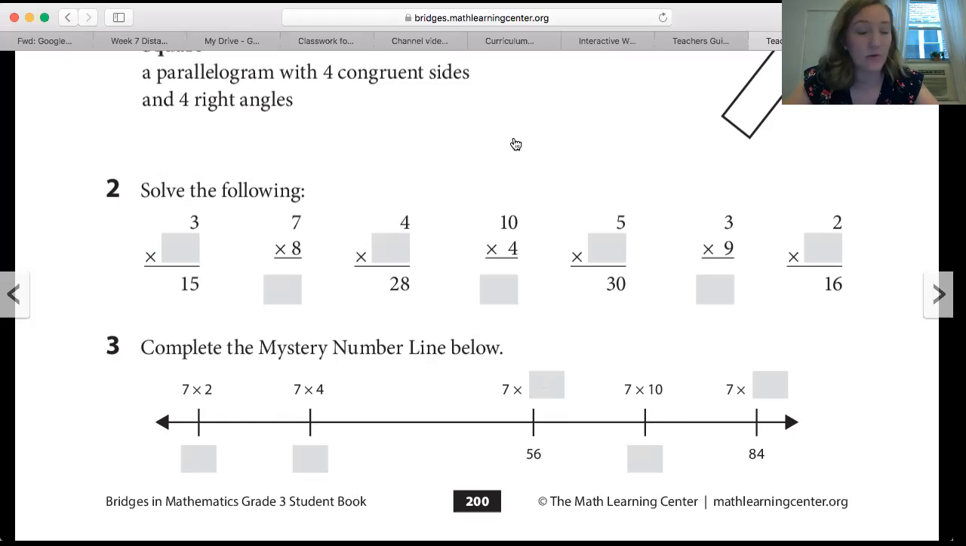You are not copying the answers. You're doing this work on your own so that you can learn and so that you're ready for 4th grade. If you're taking time just to copy answers, you're not going to be ready for 4th grade math, and it's going to be really hard.